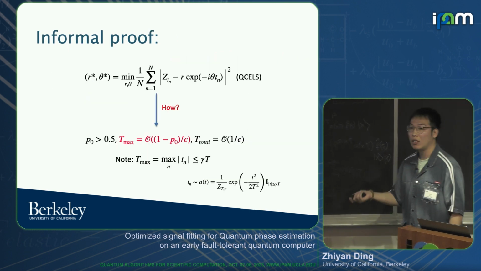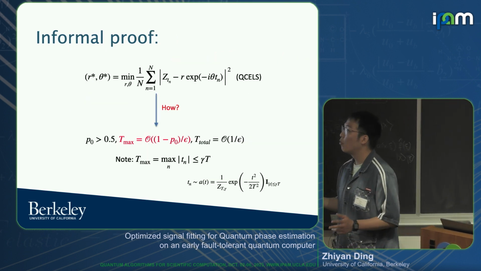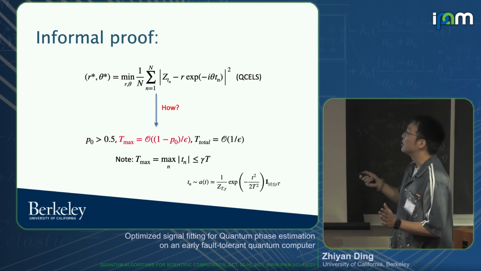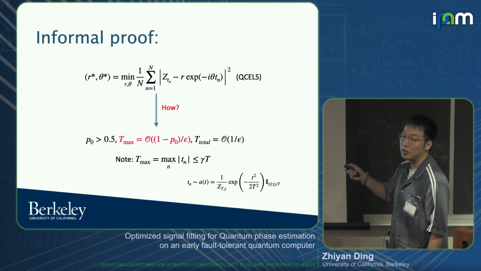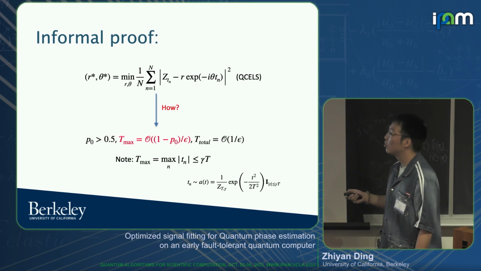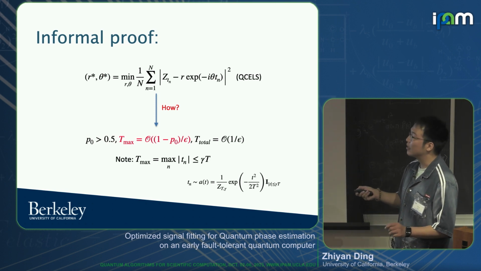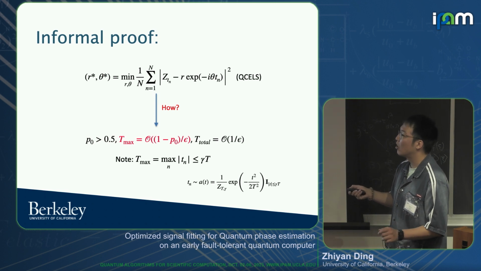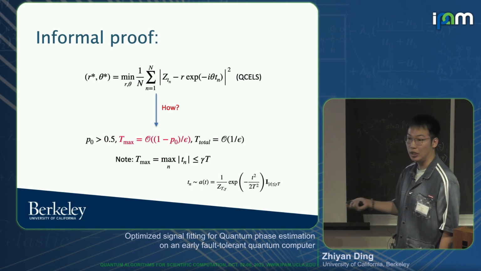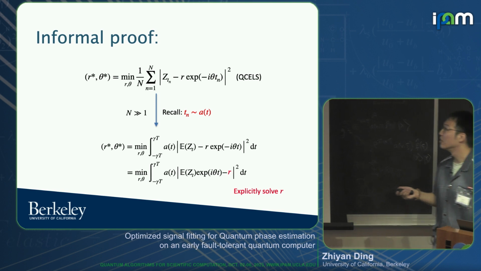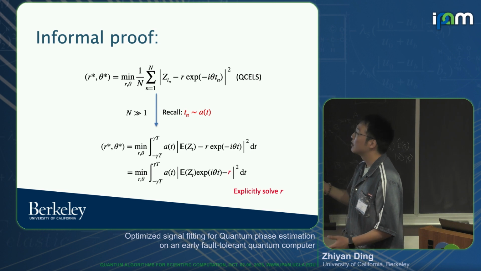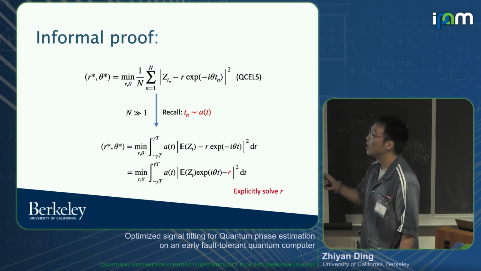Now I want to give a proof for why our method works. Essentially, I want to show that by solving this optimization problem, how I can achieve this short circuit depth. One thing I want to remind you is how we define this Tmax. This Tmax is the max of Tn, and since we are doing the truncated Gaussian, it's always bounded by gamma times capital T.